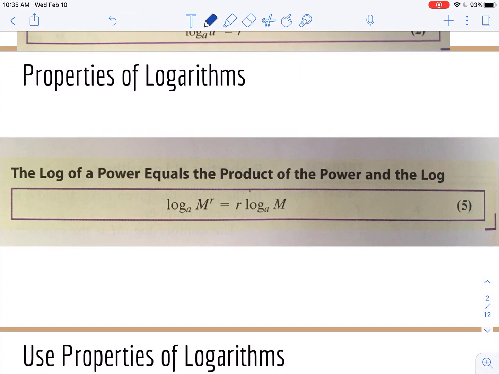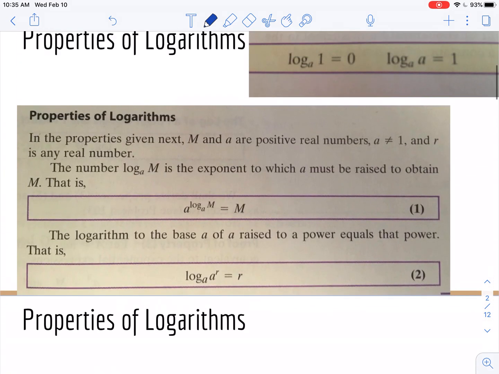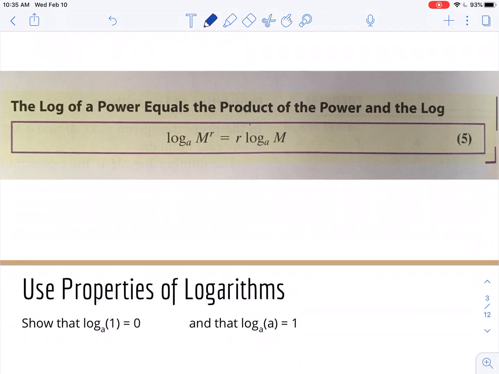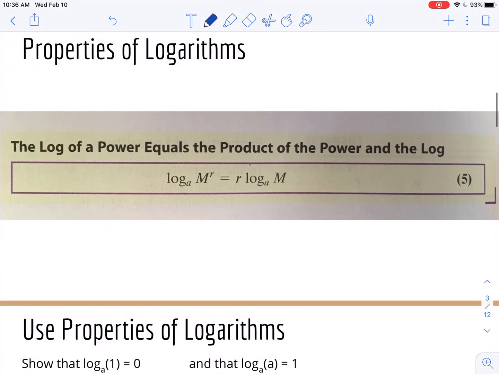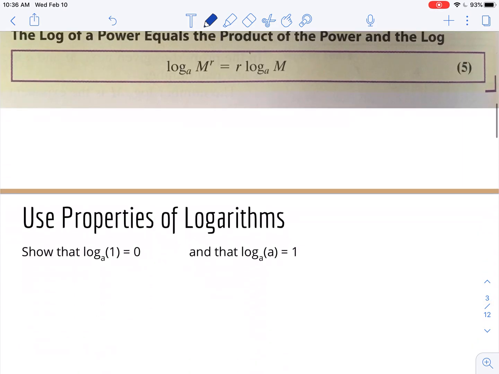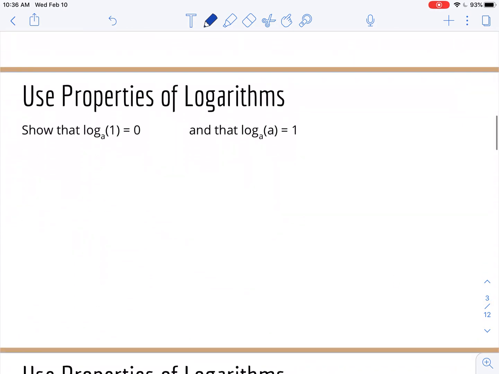But in order to understand that, one thing that I think is, I should not have included this one here. I'll move on, but I'll return to this property in a couple minutes. All right, so use the properties of logarithms. Show that the log base a of 1 is equal to 0.